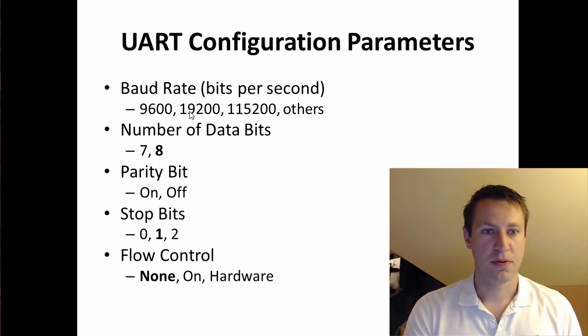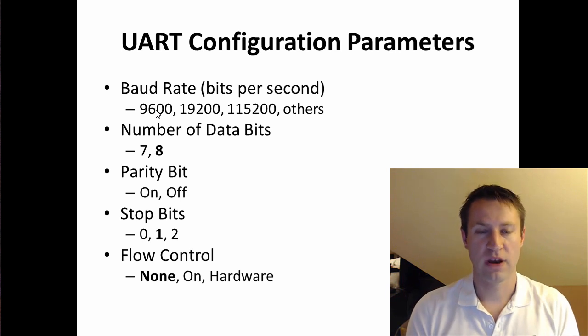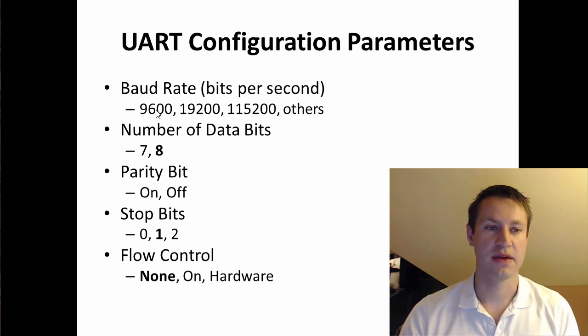Again, that's bits per second. So 9600 baud, 9600 bits per second. Not very fast. The low end of a UART interface is pretty slow. However, when it first came out, that was enough. I remember when I was growing up, you used to use a dial-up modem to connect to the internet at 9600 bits per second.